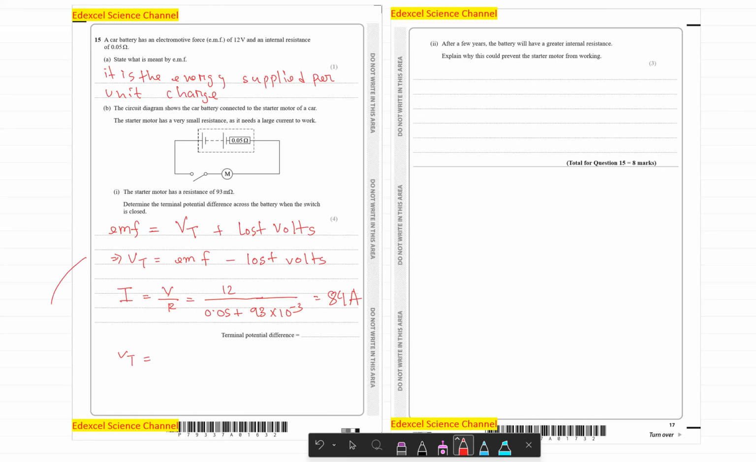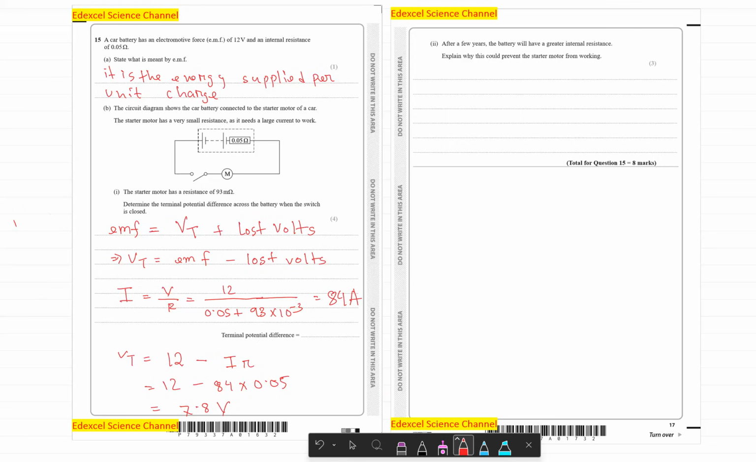Now I can find out my terminal potential difference. That is this formula, this equation. EMF is 12 and the lost volts is I times small r. Small r is the internal resistance. So 12 minus 84 times 0.05, and that is going to give you 7.8 volts. And this is the terminal potential difference.